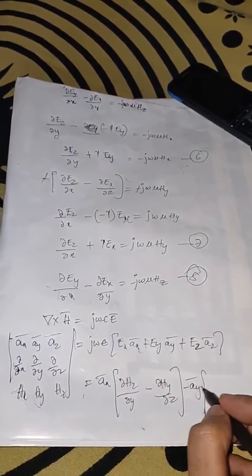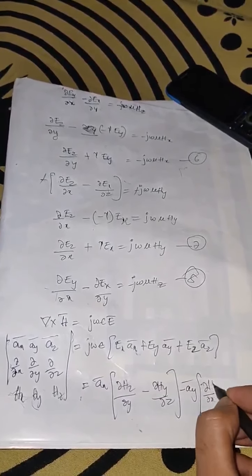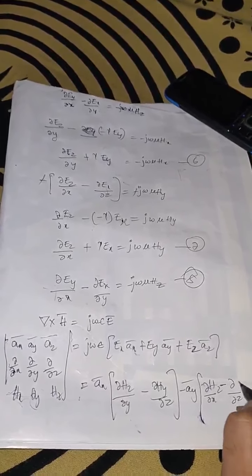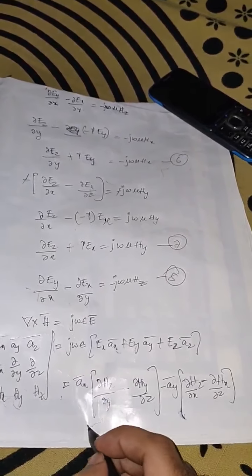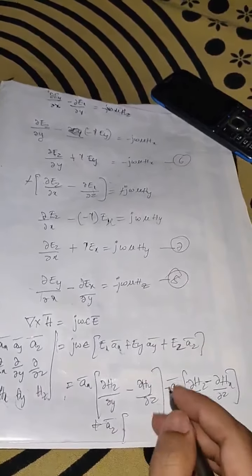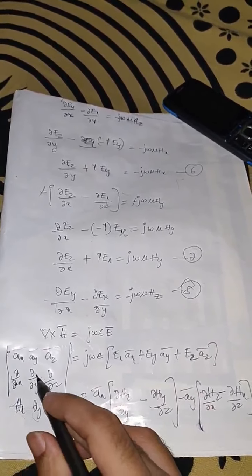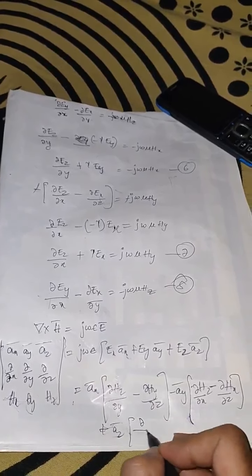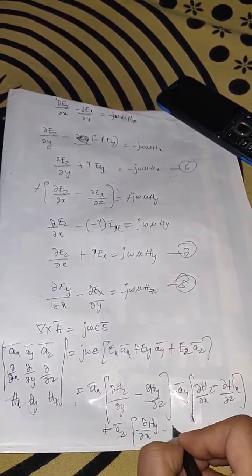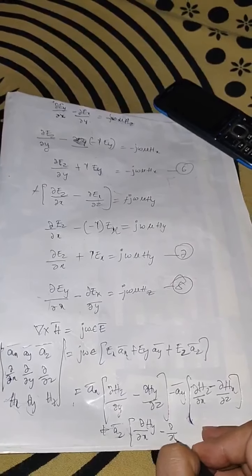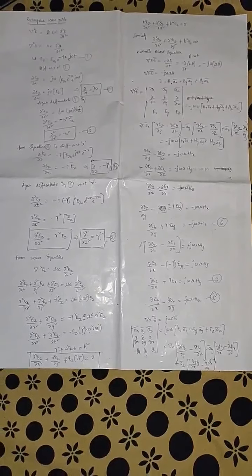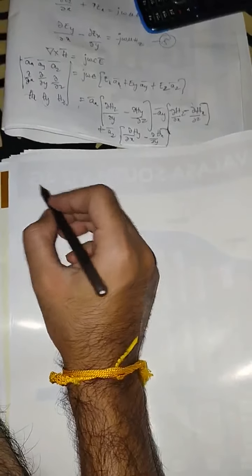Okay, so again ∂/∂x of Hz minus ∂/∂z of Hx, again plus az of, so if you take az, you can write ∂/∂x of Hy minus ∂/∂y of Hx. So this is the curl. Okay, from this you have derived the curl of H bar. So you can see the curl of H bar is equated to here.